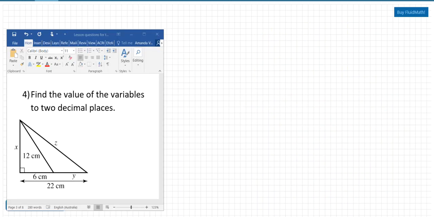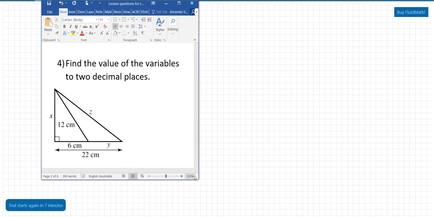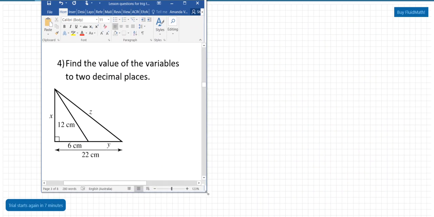Okay, for our next question, it asks us to find the value of the variables to 2 decimal places. Now you can see with this one, it's starting to look more complicated because we have composite shapes. Now don't stress when you see this on your test because they're actually really easy. And the trick is to first work out any sides you can with the information you have given to you. So if I have a look at my shape here, I can see that I have X, Z, and Y that I have to find.